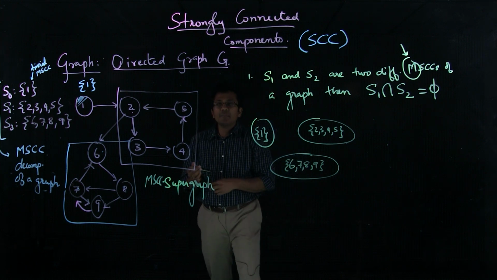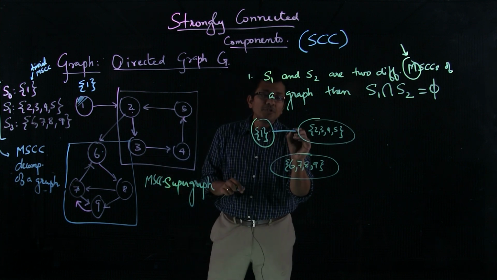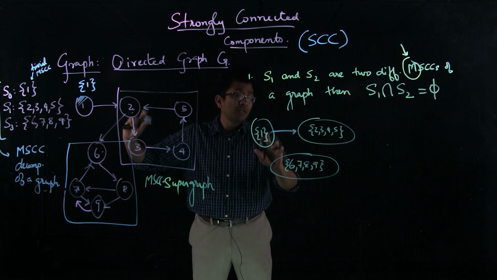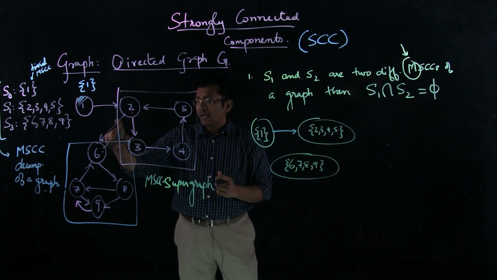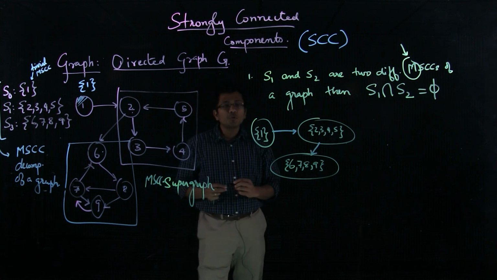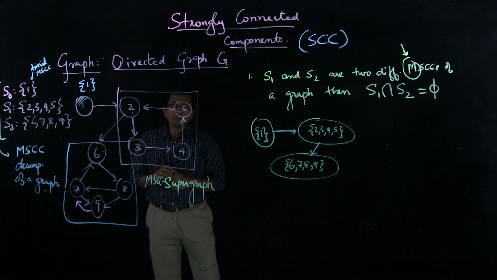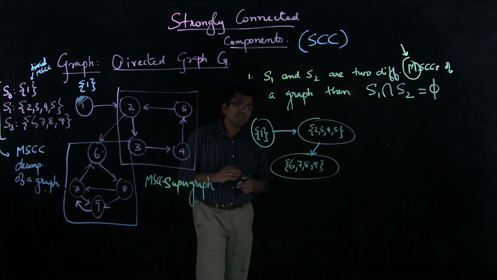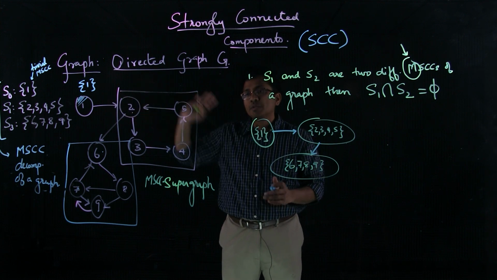All right, and then let me add the connections that only go across MSCC. So there used to be an edge from 1 to 2, and now that's an edge from 1 to the entire 2, 3, 4, 5. There used to be an edge from 2 to 6, now that becomes an edge from 2, 3, 4, 5 to 6, 7, 8, 9. Are there any other edges we should worry about? No, there's no other edges. Every other edge is internal to MSCC, so we leave them out.